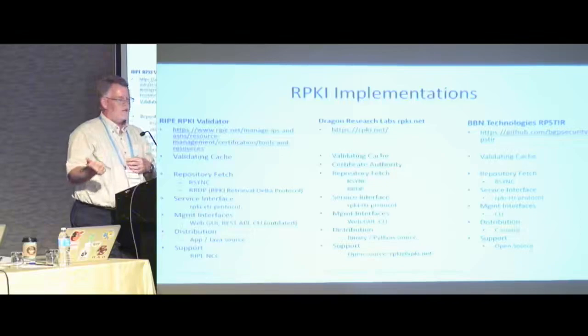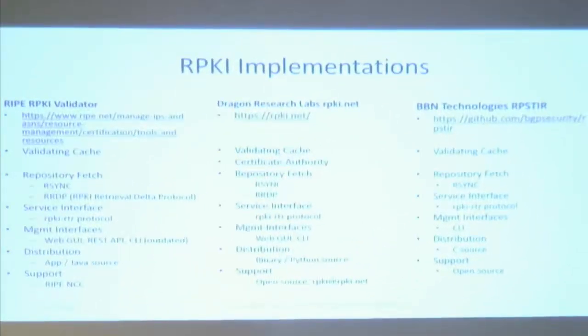There's one from the RIPE NCC, sometimes called the RIPE Validator. Dragon Research Labs has another implementation, sometimes called RPKI.net, and BBN Technologies has an implementation called RIPSTER. They're all validating caches, right? So they all do the basic functions I talked to you about, right? Download the entire repositories, the global repositories, X509 validation, RPKI to router.